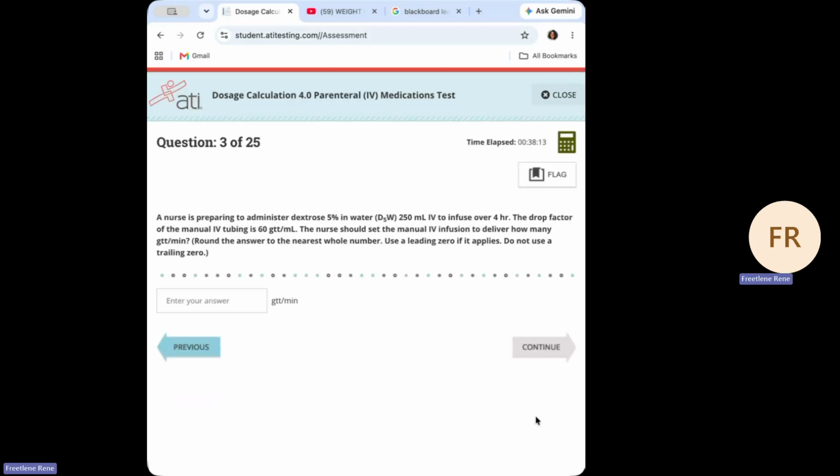All right, number 3. A nurse is preparing to administer dextrose 5% in water, 250 ml IV to infuse over 4 hours. The drop factor of the manual IV is 60 GTT per ml. The nurse should set the manual IV infusion to deliver how many drops per minute? You're going to round to the nearest whole number. So take a second, look at the problem.